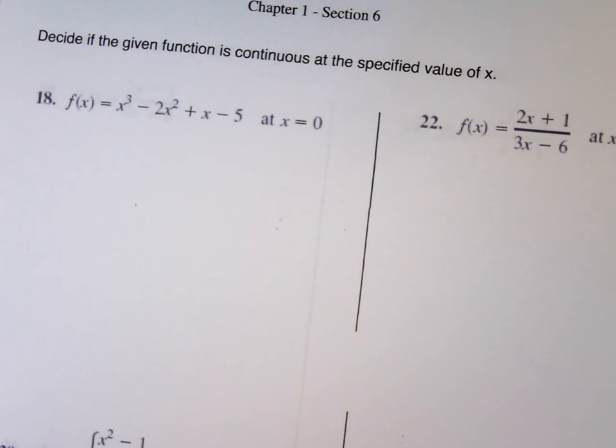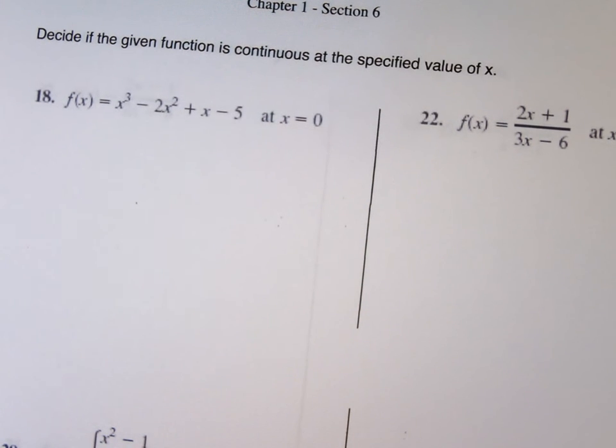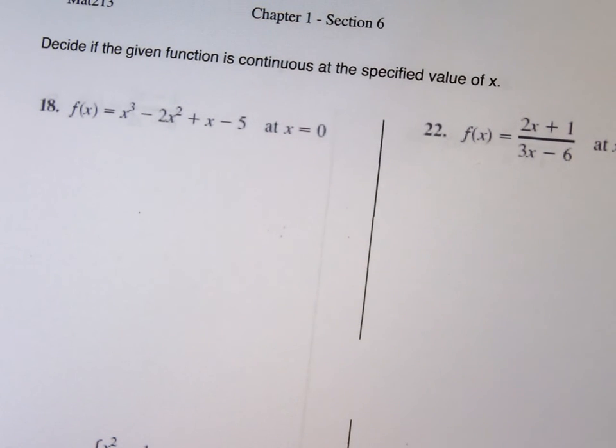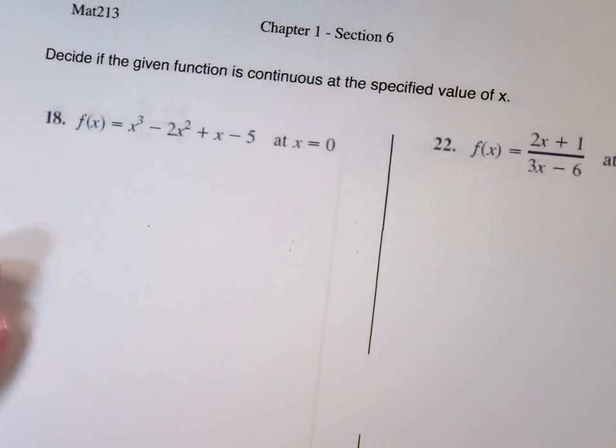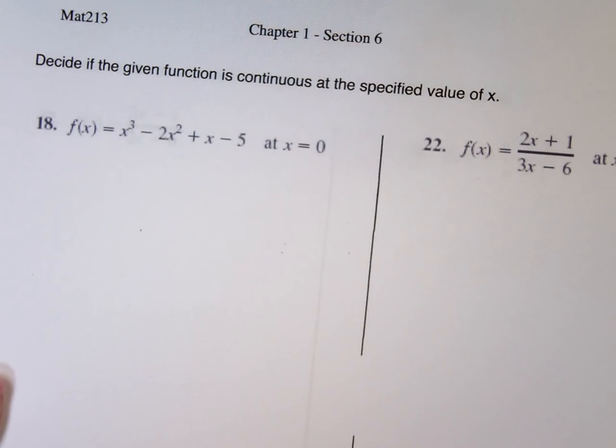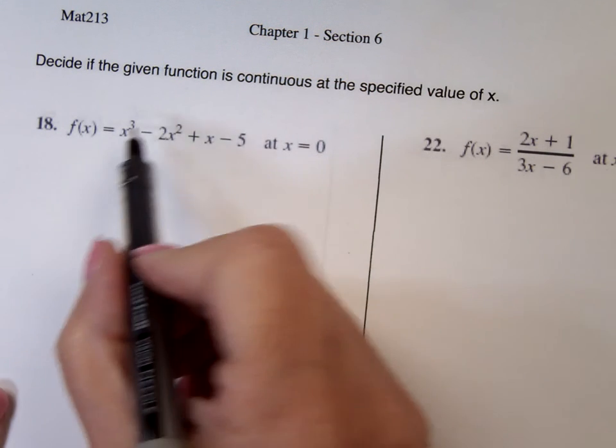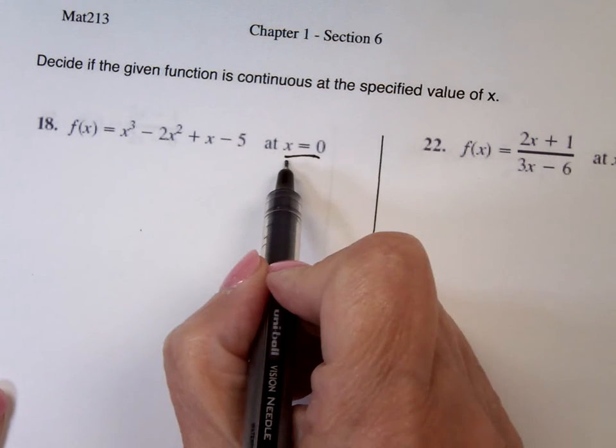Decide if the given function is continuous. Now this is where we have to use my rules. You only have to use them in this chapter and on these problems, as most of the time you can tell. What does it mean at x equals 0?